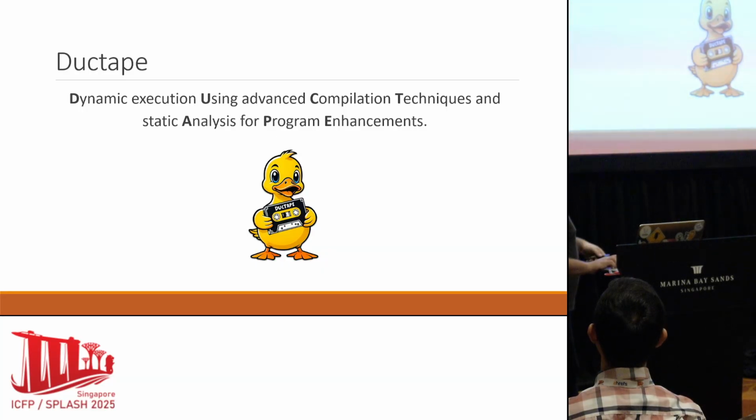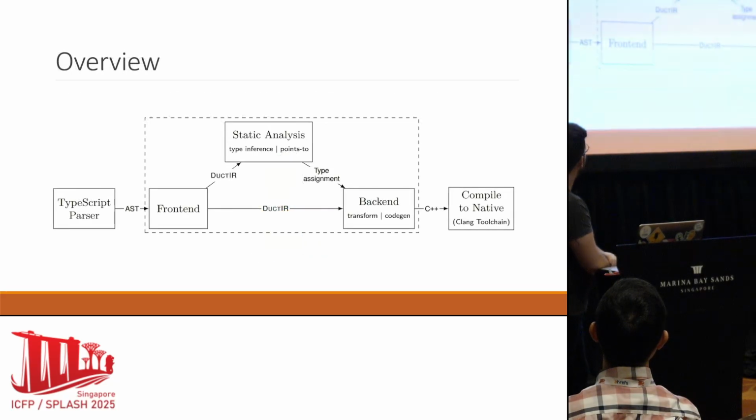We call it Ductape, which basically says that we really want the acronym to be something nice. It has three main parts. The front end constructs the graph, the duct.ir, out of the AST that we get from the TypeScript compiler.